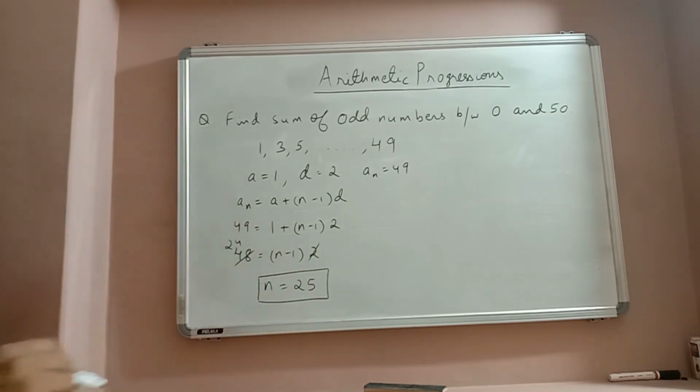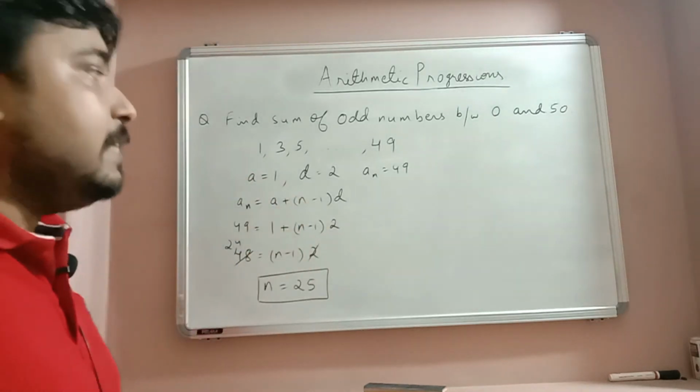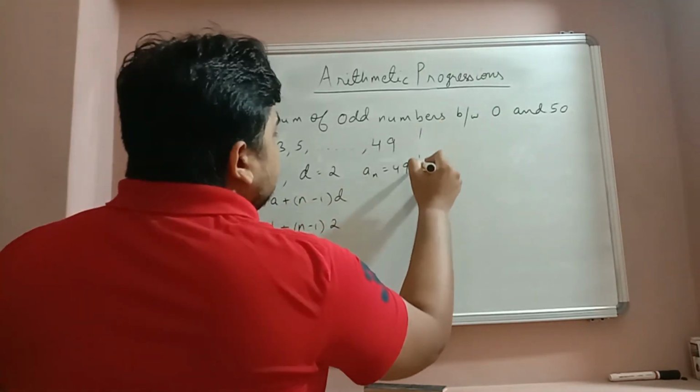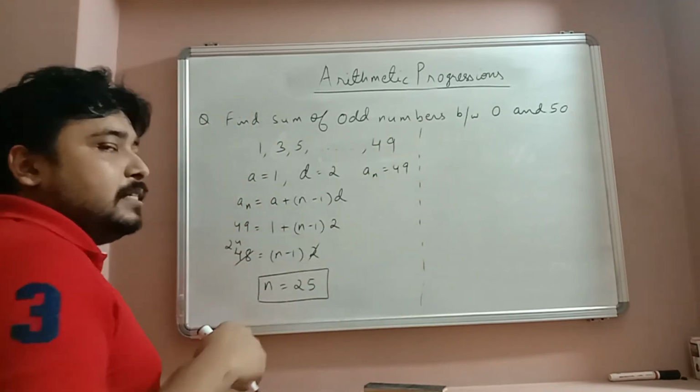So we got the value of n. So now we need to find S25, that is the sum of the 25 terms of this AP. Let's find out, and that will give us the sum of the odd numbers between 0 and 50.